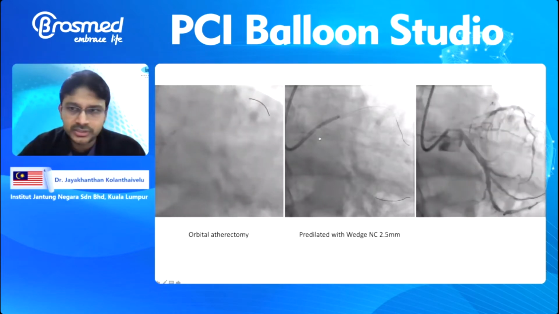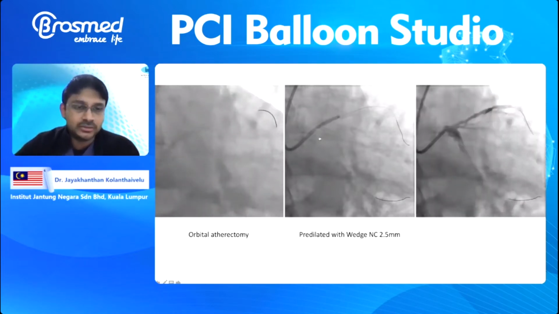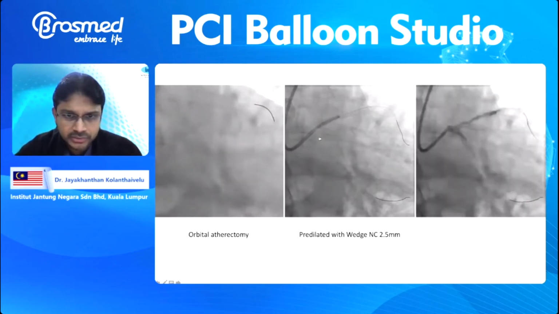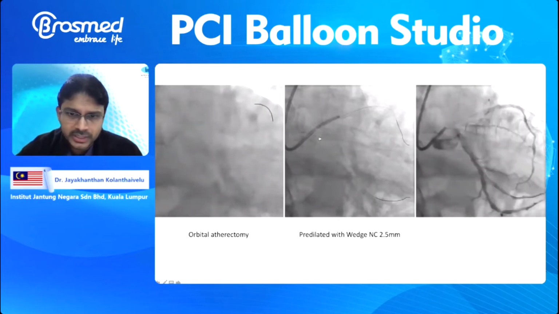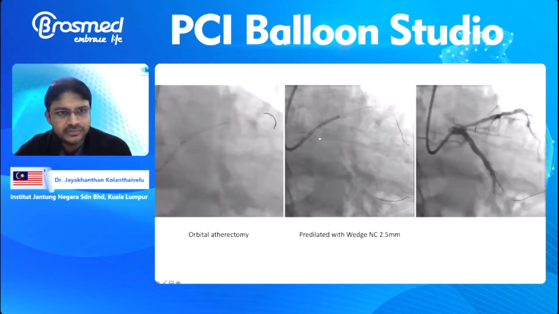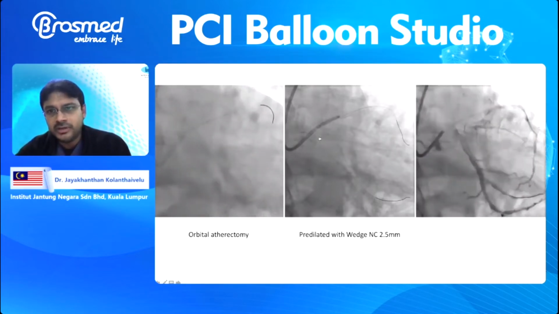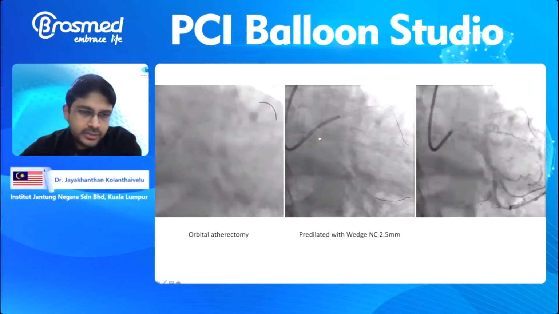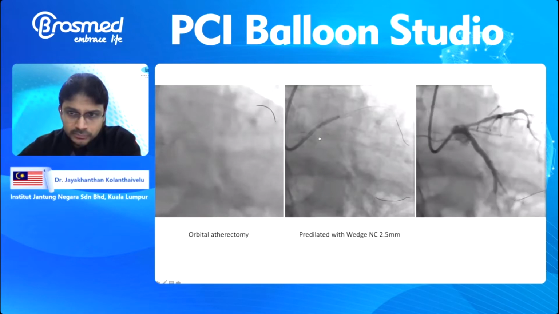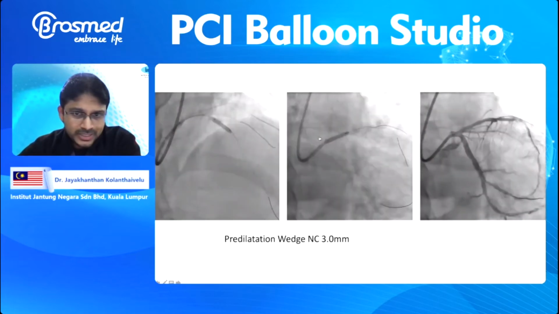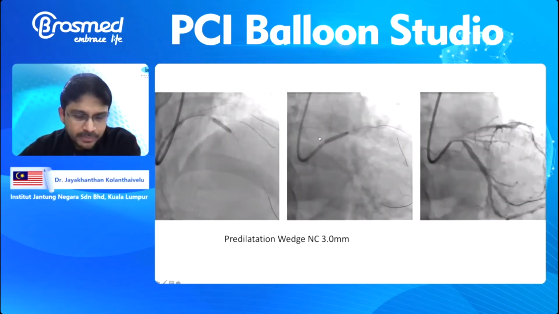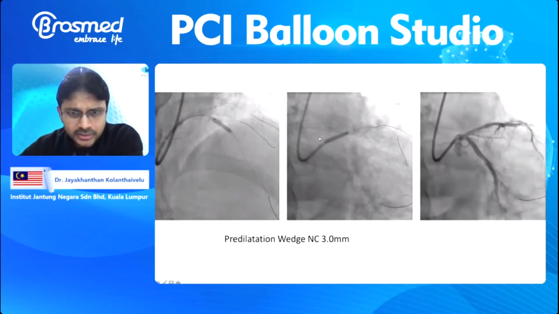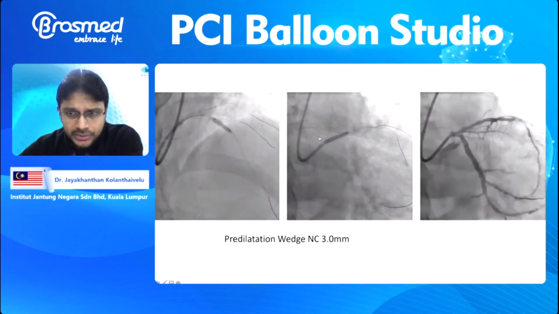So the 360 calcium actually extends further down, rather than at the ostio-proximal. After atherectomy, you can see the wedge NC opened up very nicely, 2.5. But with all my calcified lesions, especially vessels that I know are large, I'm pretty afraid that it would not open up fully. So I always prepare them to my heart's content. Then I took another wedge, a 3.0 wedge, and I was quite happy that I knew it to open.